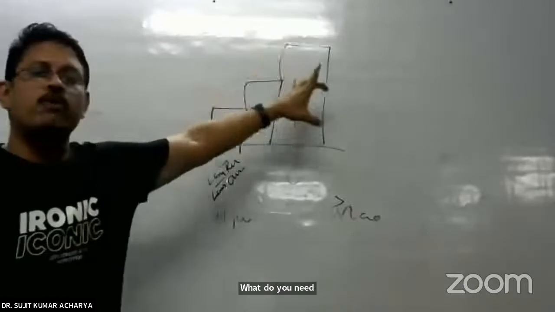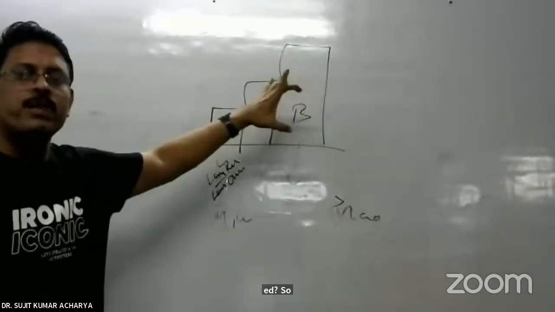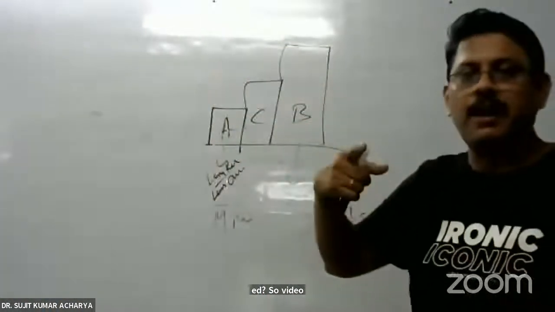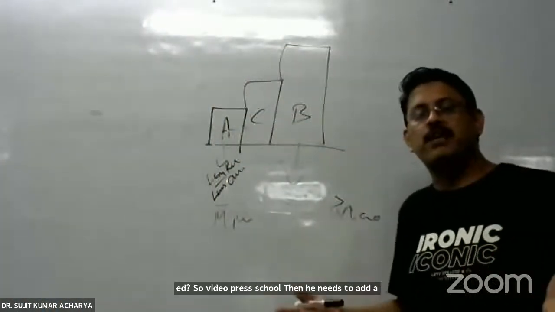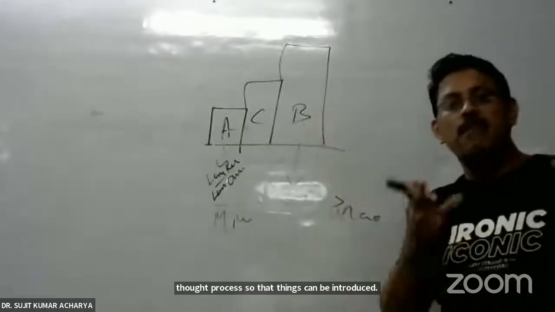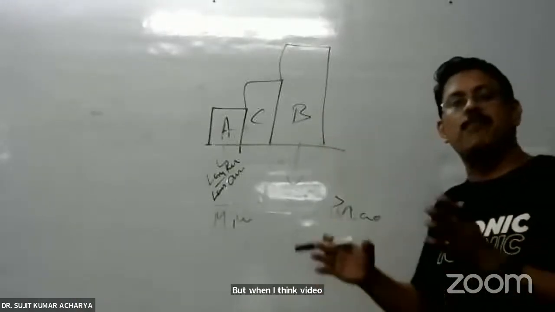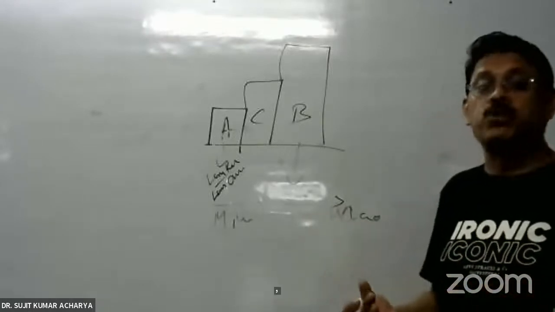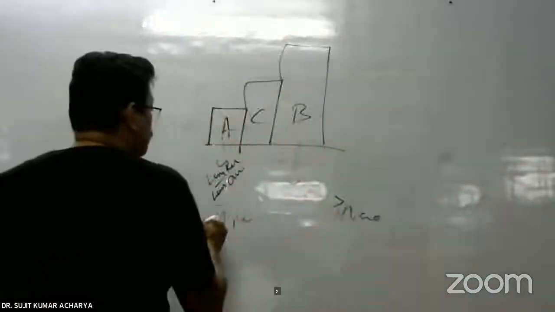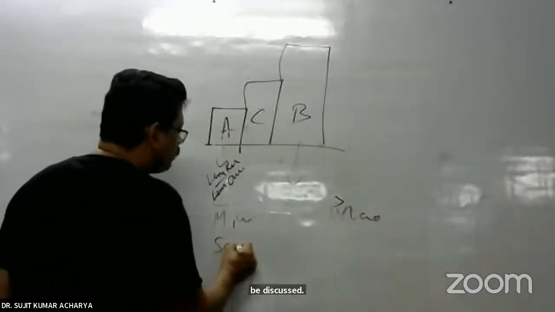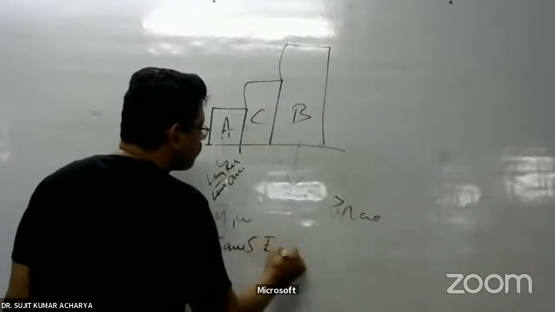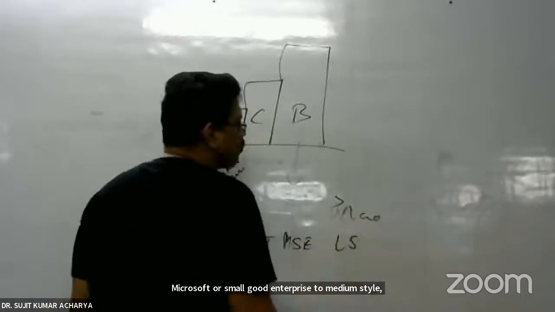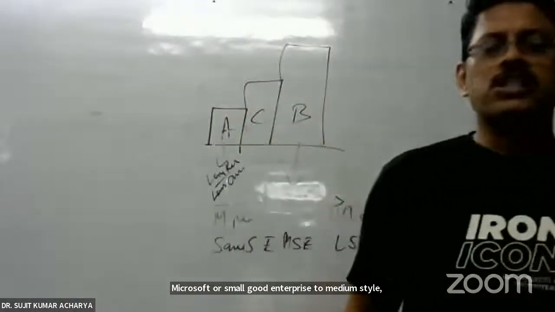Then he shifts to a medium scale enterprise, then he needs to adopt complementary because he needs to change the idea, thought process, so that new things can be introduced. But when the unit shifts from medium scale to large scale, then the breakthrough opportunities are identified. It can also be discussed from micro to macro, or small scale enterprise to medium scale enterprise to large scale enterprise. Okay, from small scale to large scale.